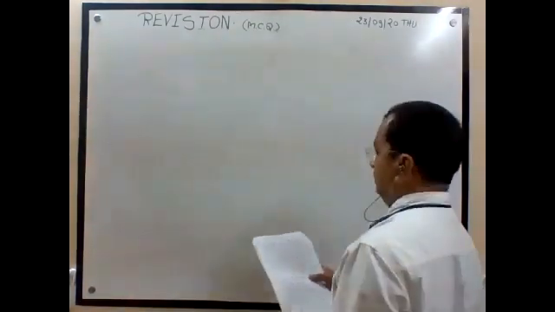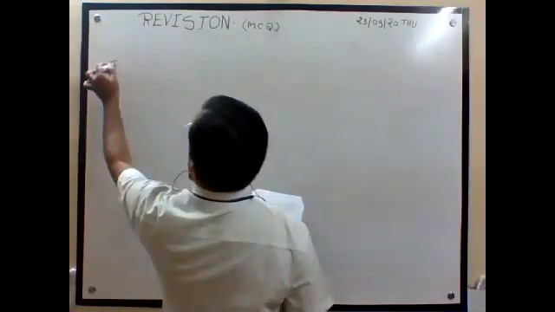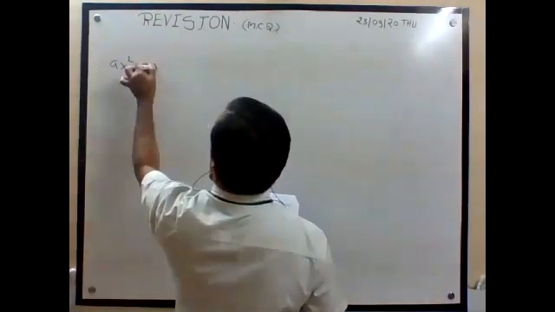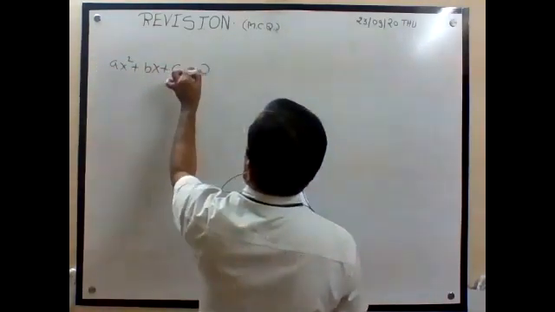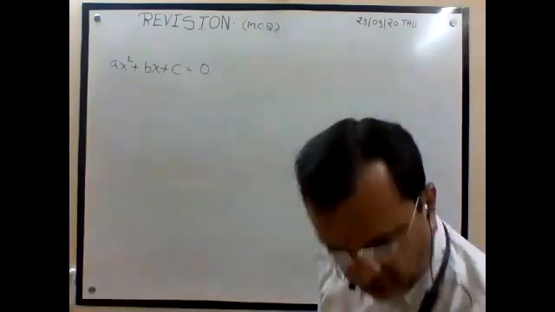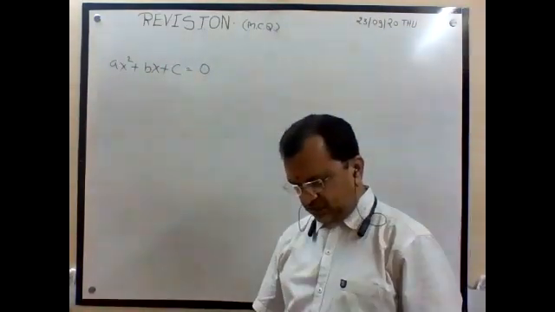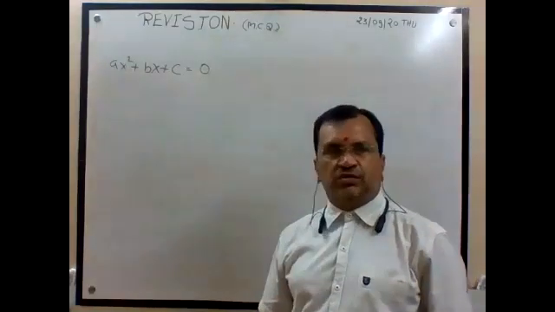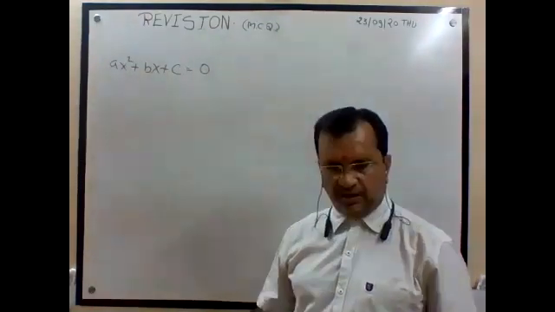Now from the quadratic sum MCQs: if ax square plus bx plus c is equal to 0, which one do you want non-zero?